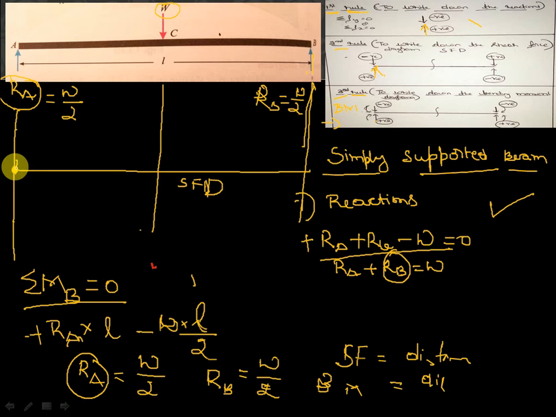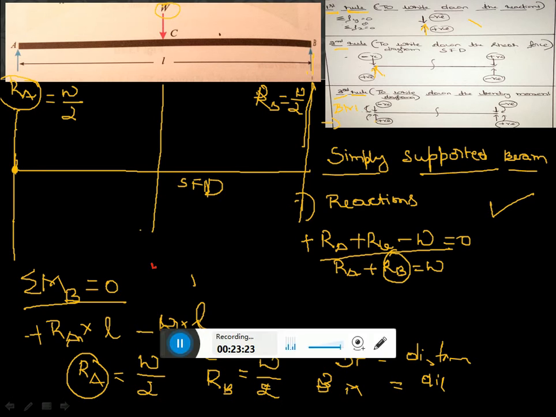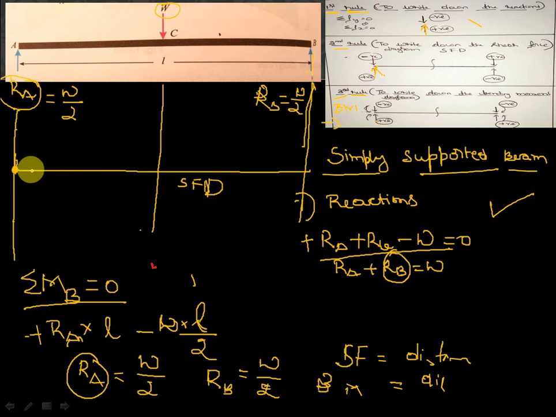That means I need to draw my shear force diagram upward. If it is negative, I need to go down, but my reaction is upward, and if it is upward, I need to go positive. This is the left of the section. This is the right of the section. On the right of the section, if the load is going upward, then we need to take it as negative. On the left of the section, if the load is going upward, I need to take it as positive. So RA is how much? W by 2. I need to draw here, this distance is W by 2.